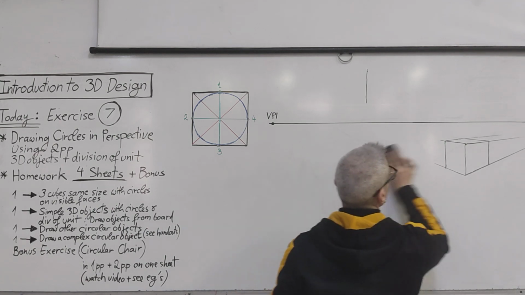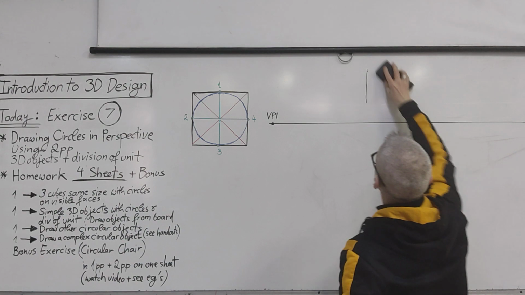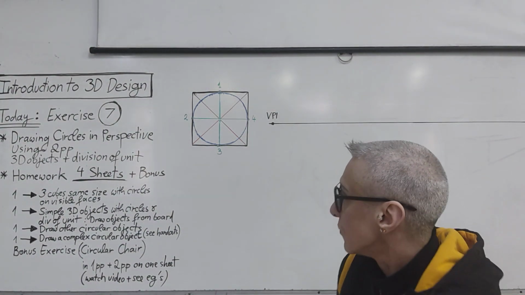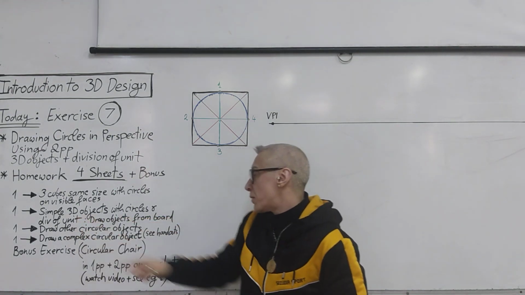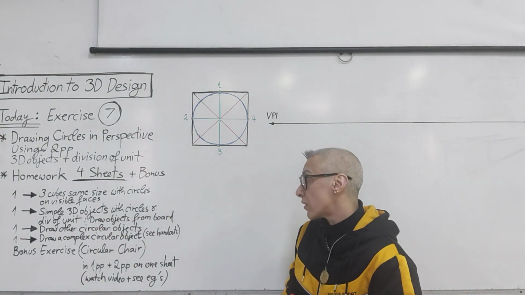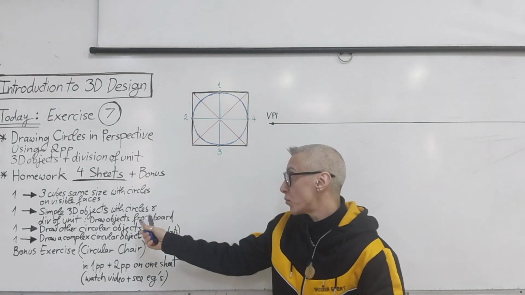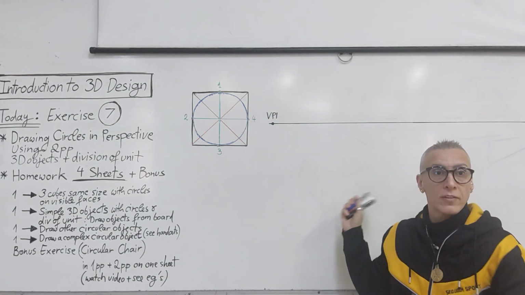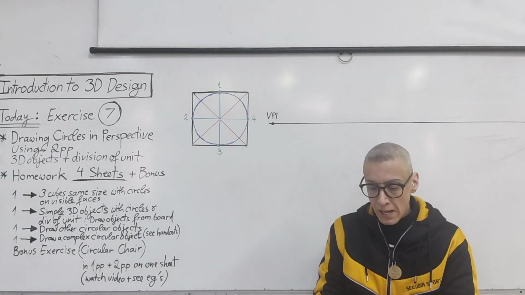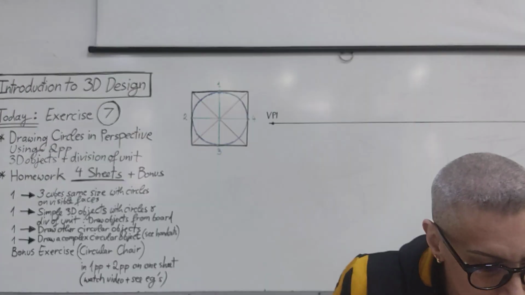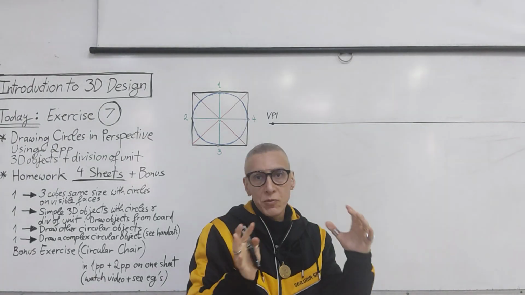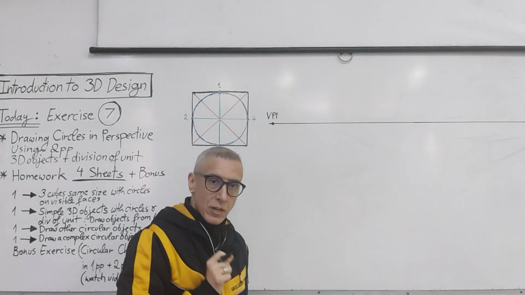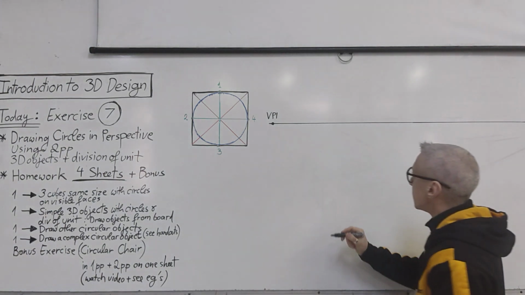Okay, and we will draw the second thing. So, simple 3D objects with circles and division of units. Okay, draw objects from board. This means that for your second sheet, you have to draw the objects that I will draw here. 2 objects, okay? So, the first one, we will start with some composition of cubes, meaning several cubes together, okay? And there will be a measurement that you need to start with, which is 5 centimeters.